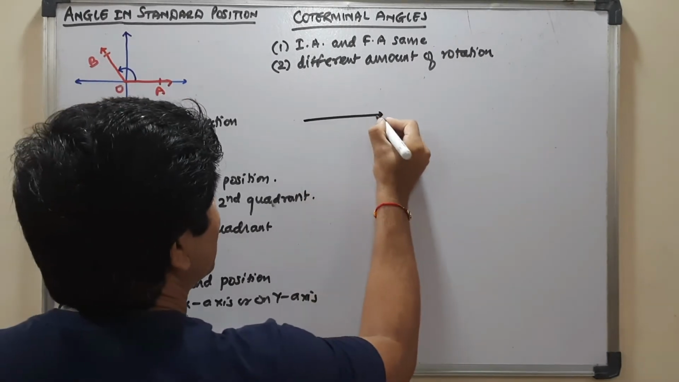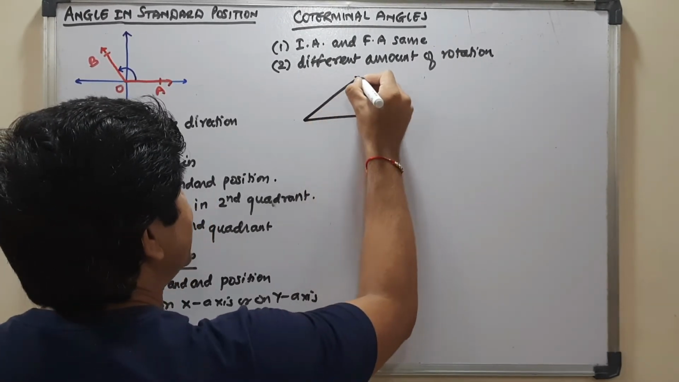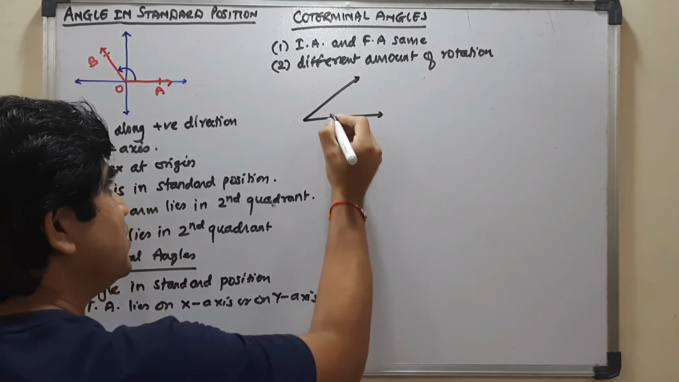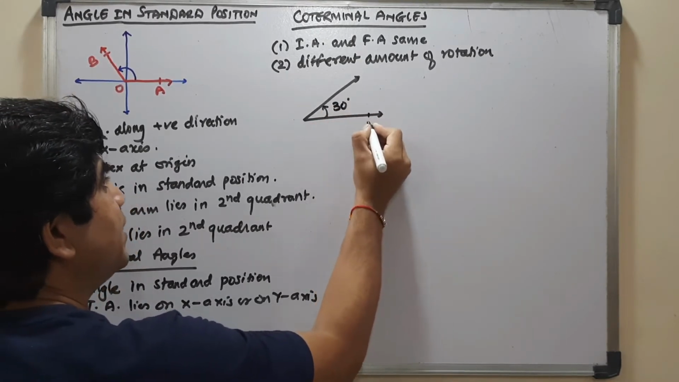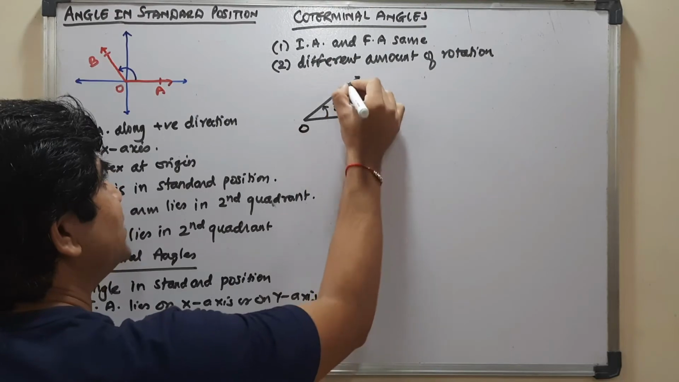So let me take one example over here. Let this be an angle which measures 30 degrees in the anti-clockwise direction. Okay.